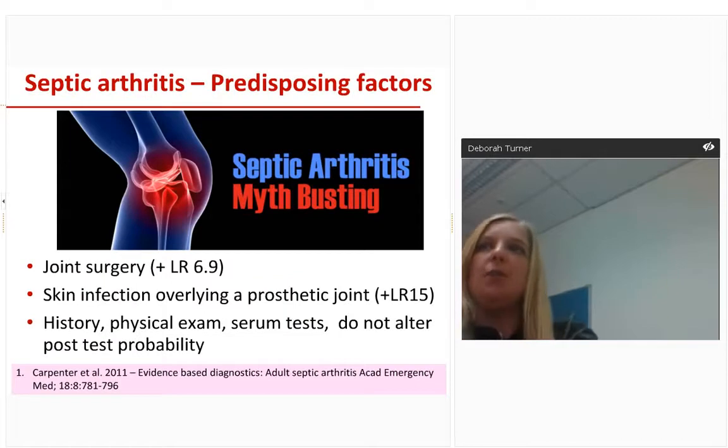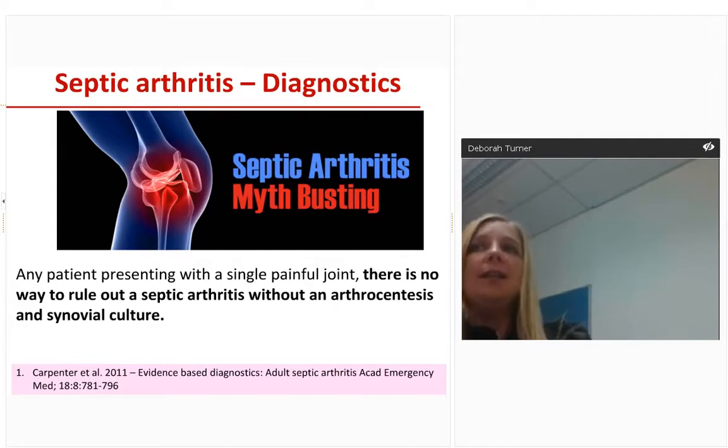In terms of the predisposing factors, we do need to be thinking about skin infection, particularly over a prosthetic joint, and the increase in the likelihood ratio. But we also need to consider that the history and physical examination can sometimes give false positives and false negatives for the presence of a septic arthritis. So the only real way of ruling out a septic arthritis is through an arthrocentesis and a synovial culture, which very often isn't practical within a community-based setting.